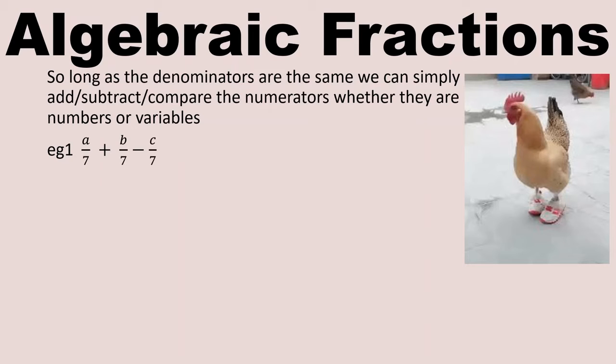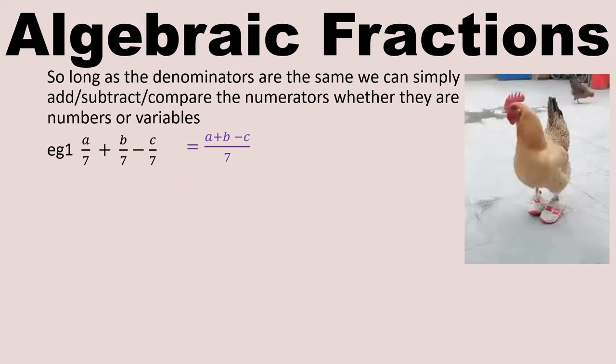So here's an example. These are all algebraic fractions because they all involve letters, A, B, and C, but it's a nice easy one because we already have a common denominator of 7. And as we said before, if we have a common denominator, that will be the denominator for our answer. We just need to now add or subtract the numerators as it says. So A plus B minus C over 7.